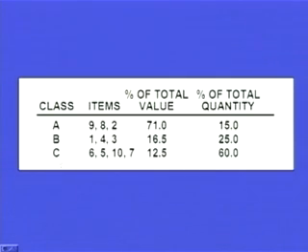Then category C: the percentage of total value contribution is 12.5 and the percentage of total quantity is 60. So the quantity is more here, but the contribution to total value is relatively less, that is 12.5. Which items fall in category C? As on your screen you can see 6, 5, 10 and 7. So item numbers 6, 5, 10 and 7 fall in category C.